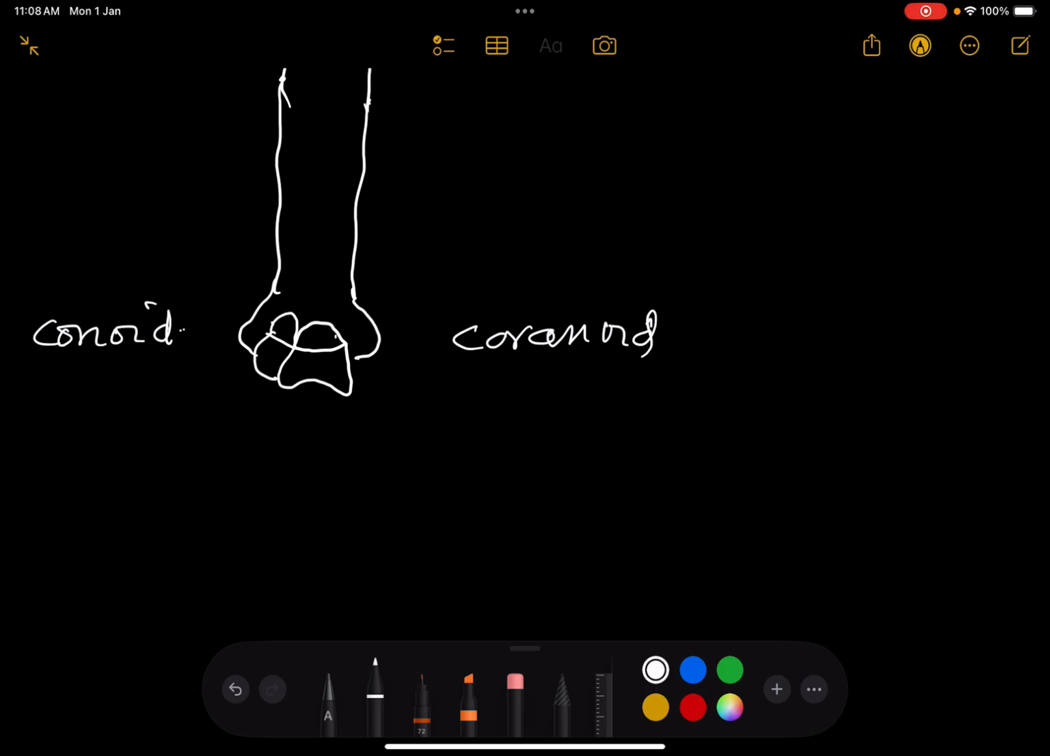So, articulating with the trochlea is the coronoid process of the ulna, and with the capitulum is the radius, and they articulate with each other, forming the radioulnar joint also.